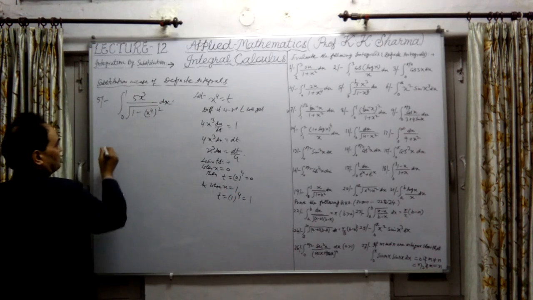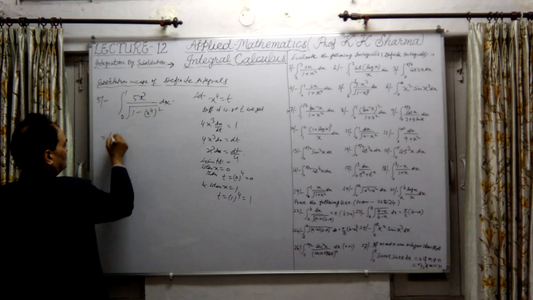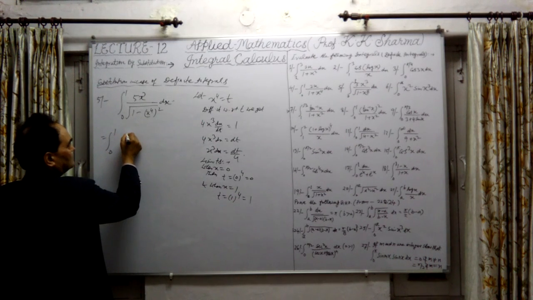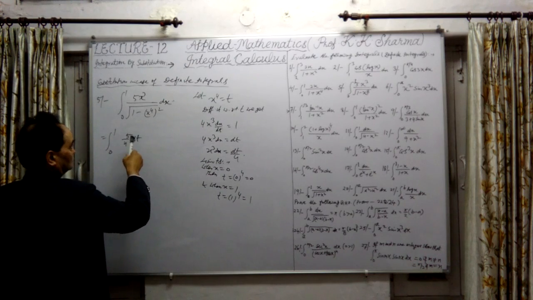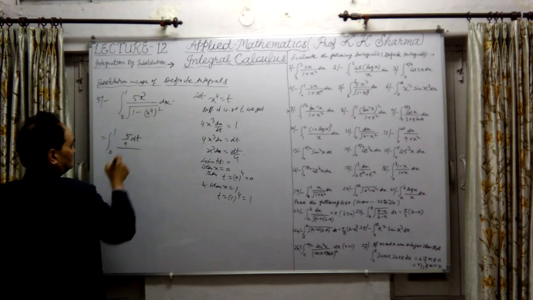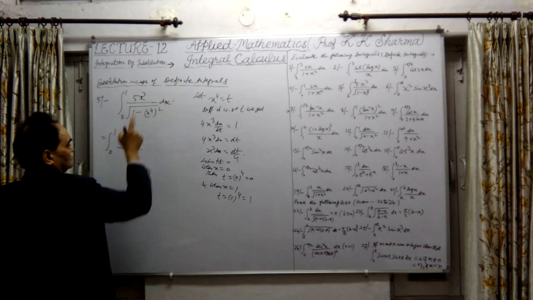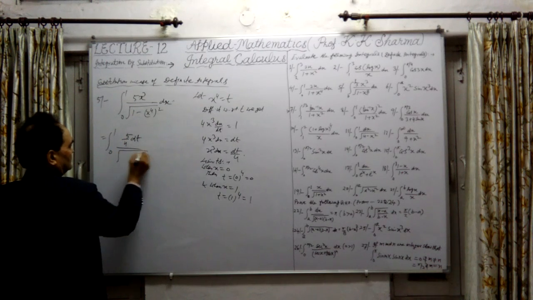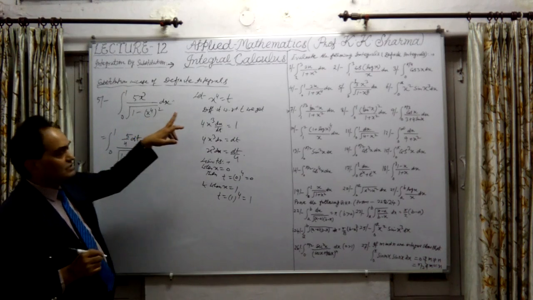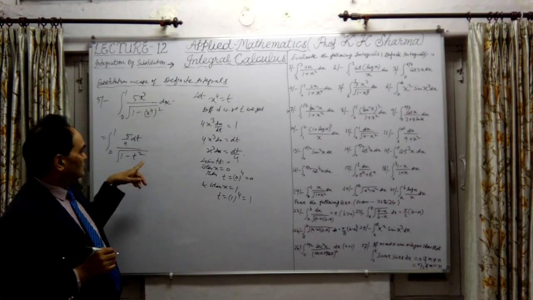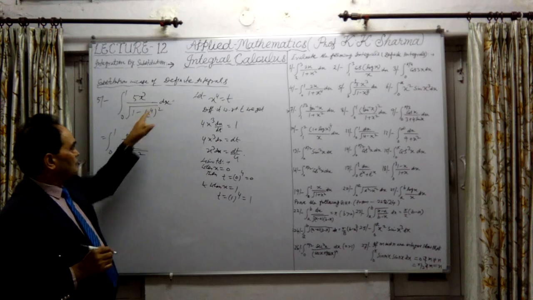The same limits are here, 0 to 1 again. 5x cube dx means 5 upon 4 dt, or this is dt upon 4, that means dt upon 5 is there. x cube dx equals dt upon 4 divided by 1 minus t square, because in place of x⁴ we have substituted t only. This is t square here.